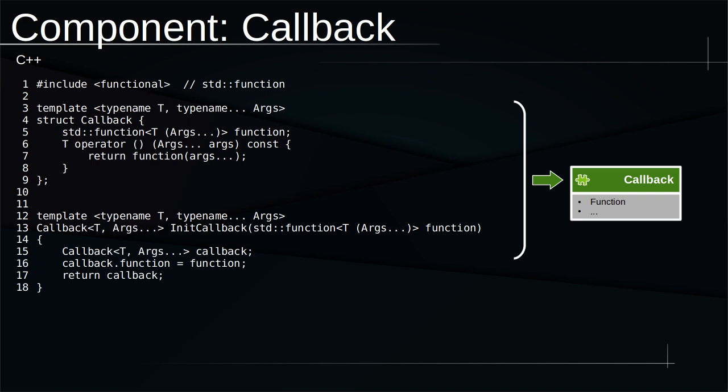Down below, we define an initializing function that allows us to easily instantiate a callback object. Using template parameters with the same names in line 12, t and args, we define an init callback function on line 13. That function accepts a standard function with the same signature as what the callback struct expects. The standard function receives a parameter pack called args and returns type t. On line 15, we instantiate a new callback object. On line 16, we assign the passed standard function to the new callback object's function member variable. Then, we spit out that initialized callback object on line 17. This is our callback component.